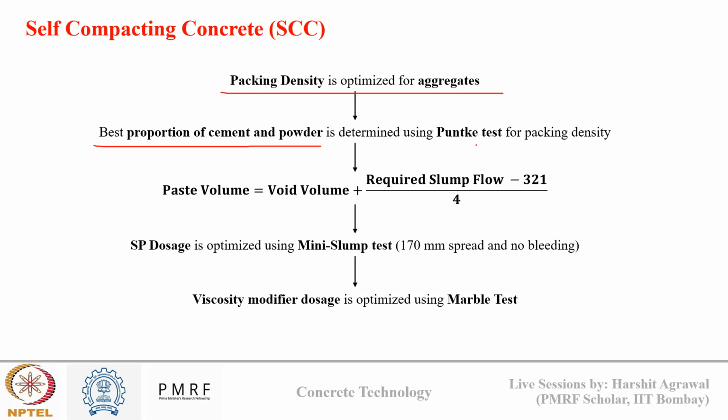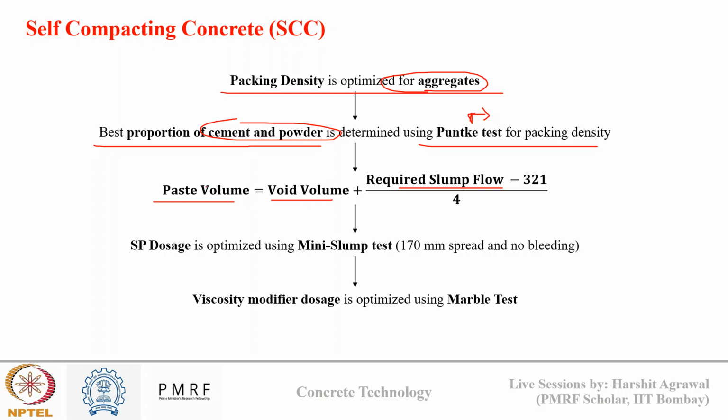Which is determined using the Puntke test for packing density. This test is designed to optimize the packing density of the binder system also. First we optimize the packing density of aggregate, then we optimize the packing density of the binder system. Then we calculate how much paste volume is required based on void volume and required slump from concrete.